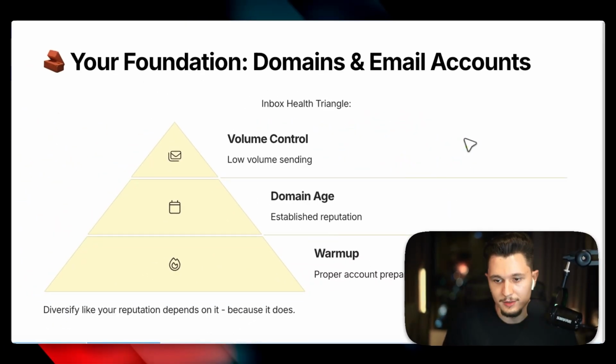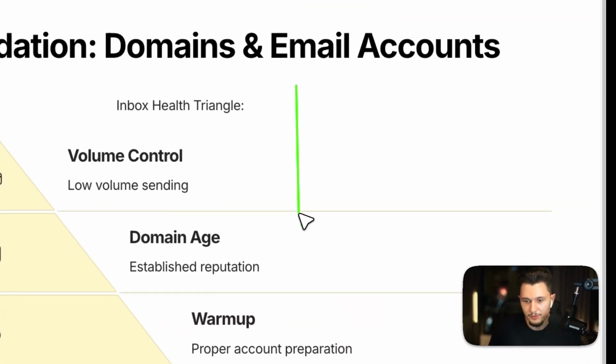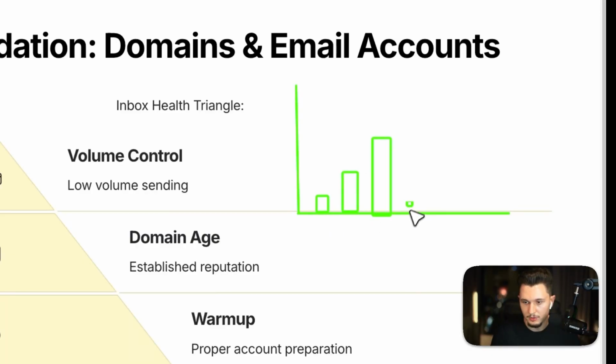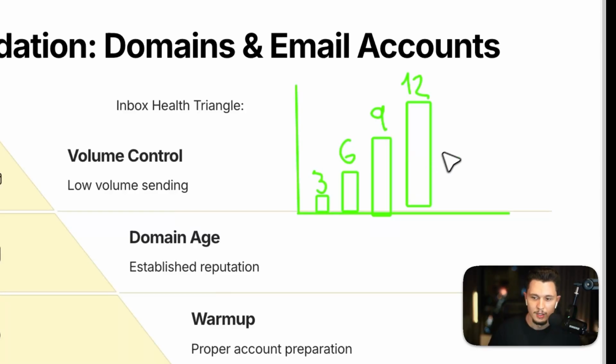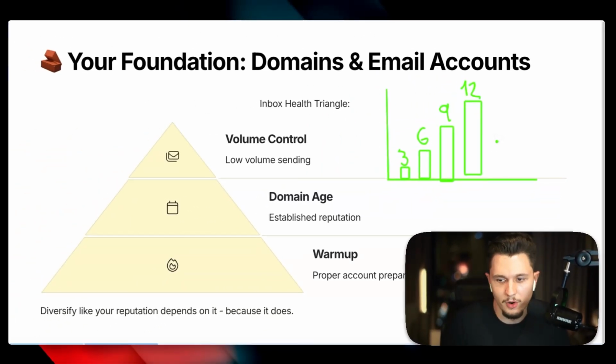So volume control is ramping up your sending volume gradually over time. What does that mean? That means you're going to send emails in an increased amount every day. You're going to start by sending, let's say, 3 emails today, then 6 emails tomorrow, then 9 emails the day after, then 12 emails the day after that. And that is how you gradually ramp up your volume.